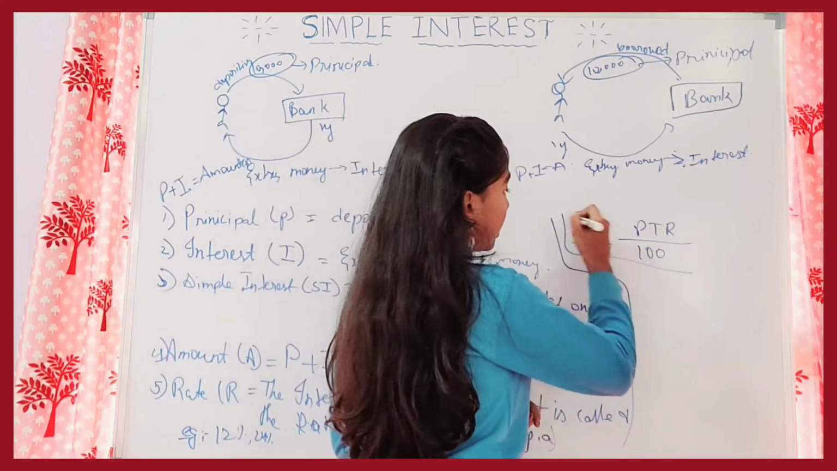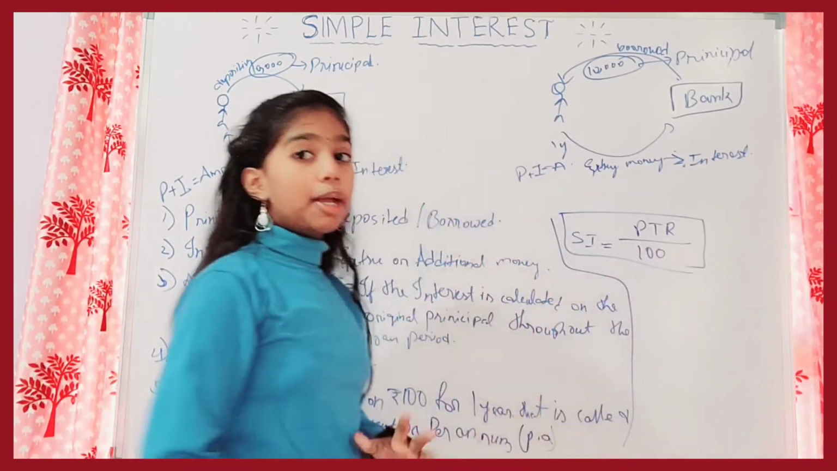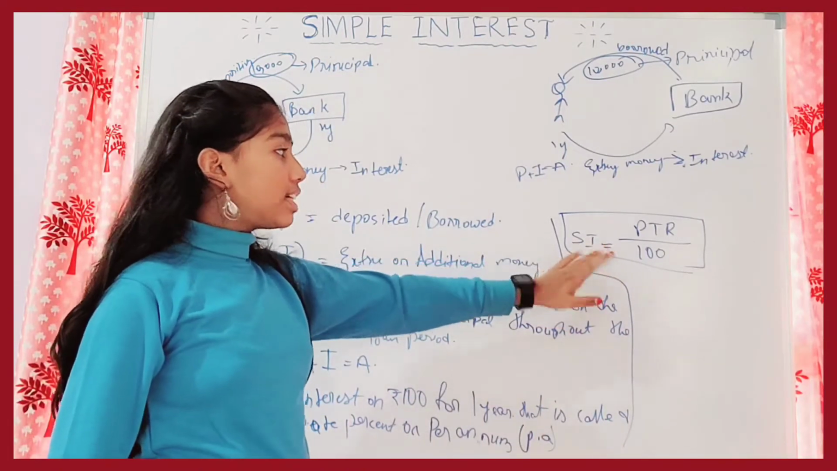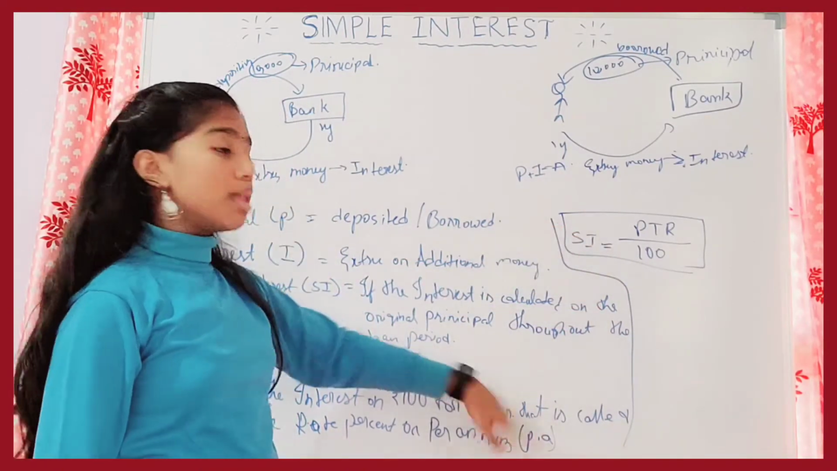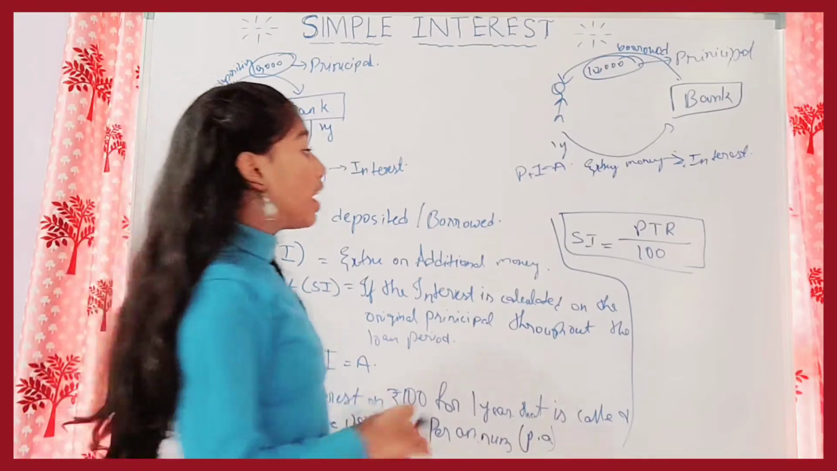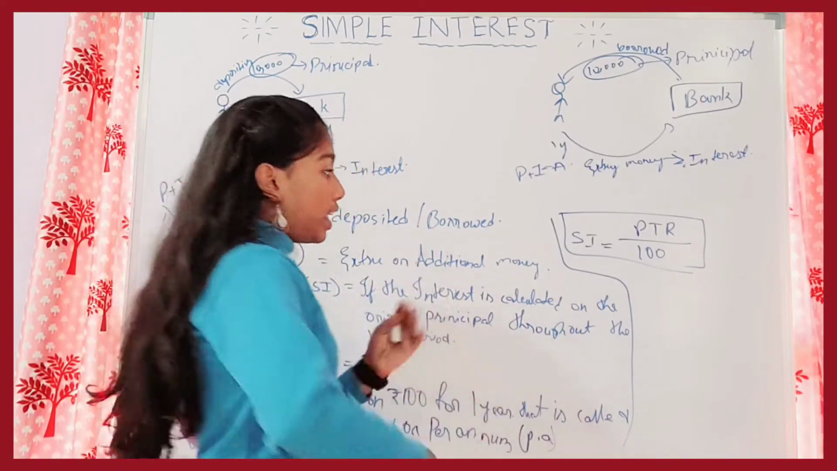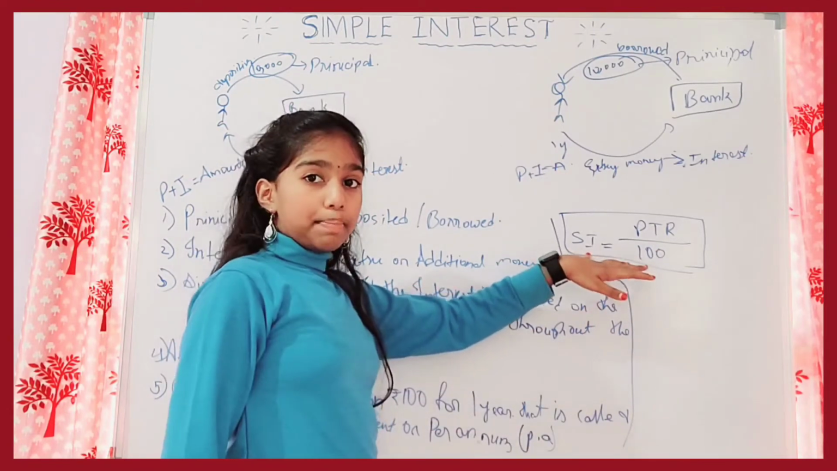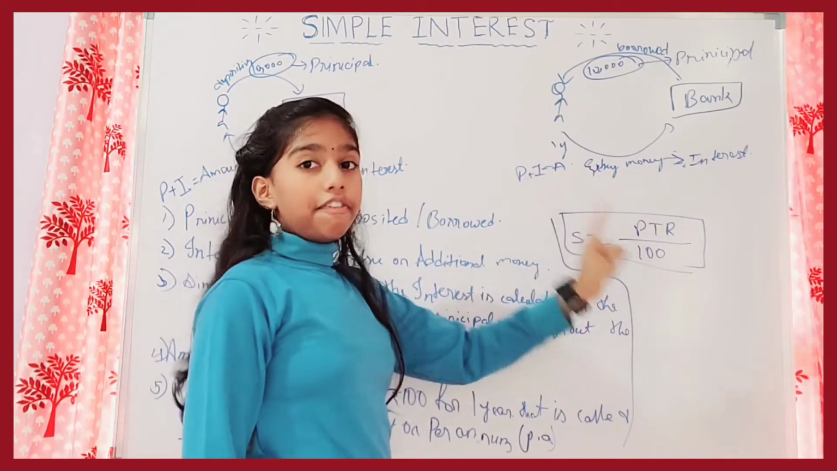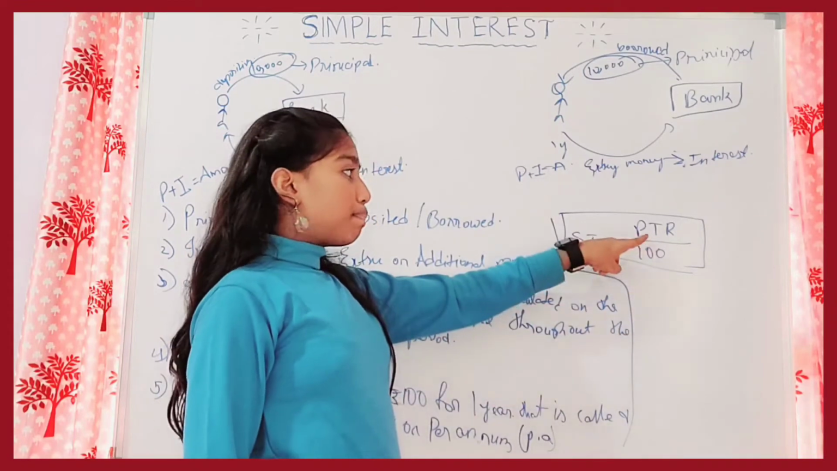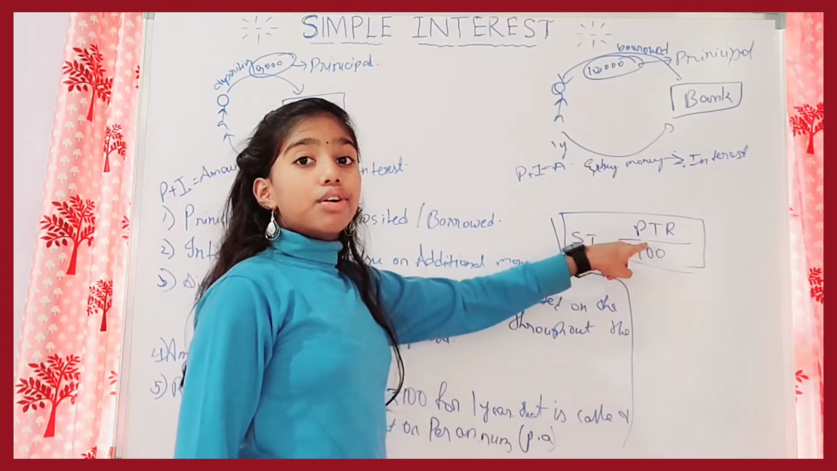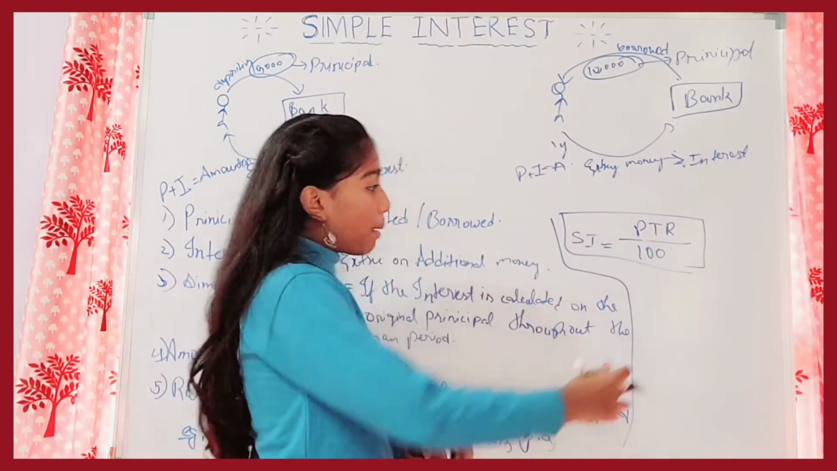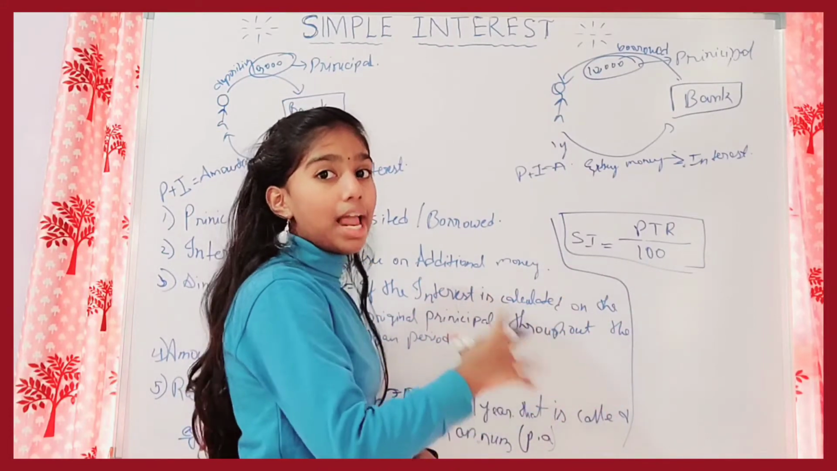When you remember this formula, this is the very important formula. If you remember this, then the other helping formulas will also come from it. Here, if we don't know the simple interest, then this is the formula. If you don't know the principal, then this is also a helping formula.